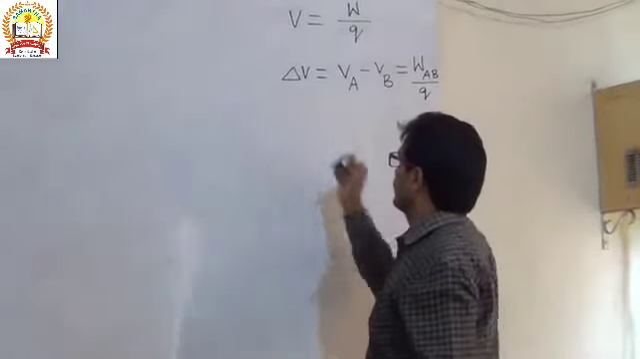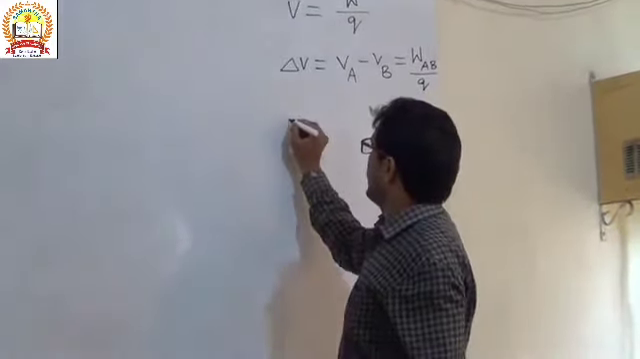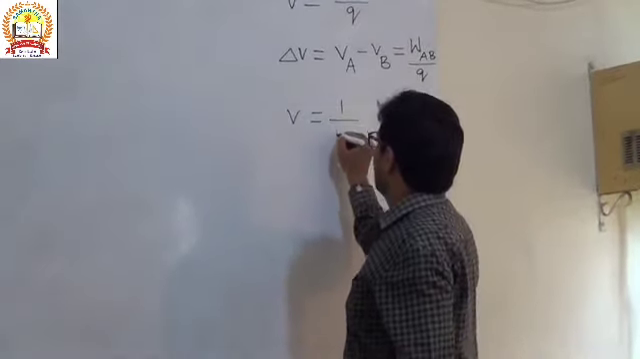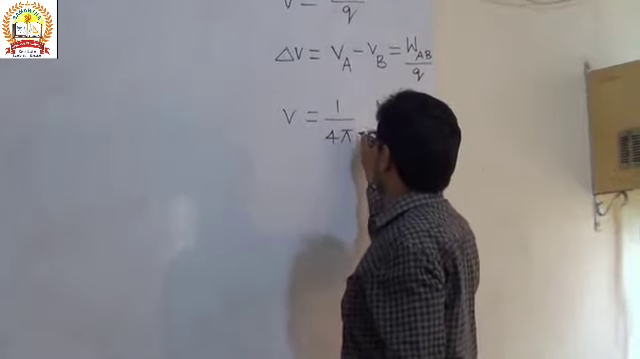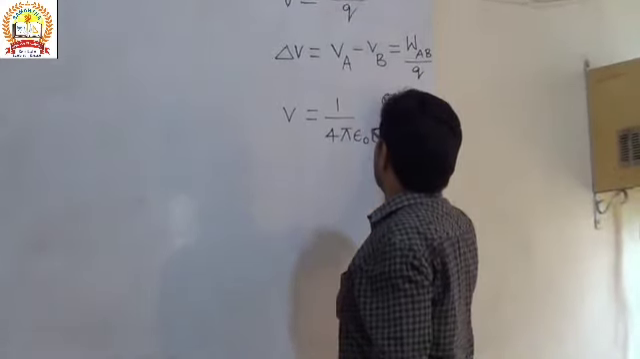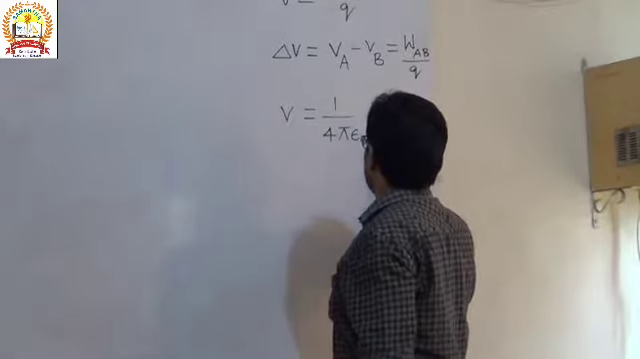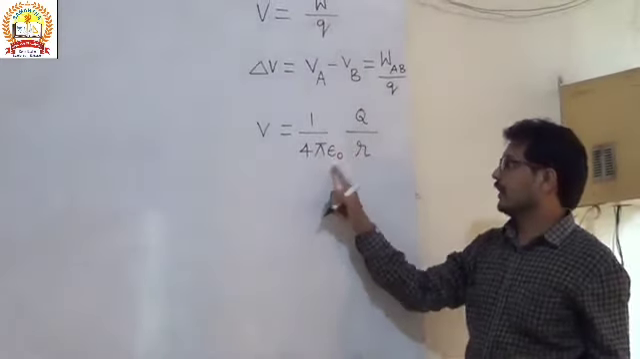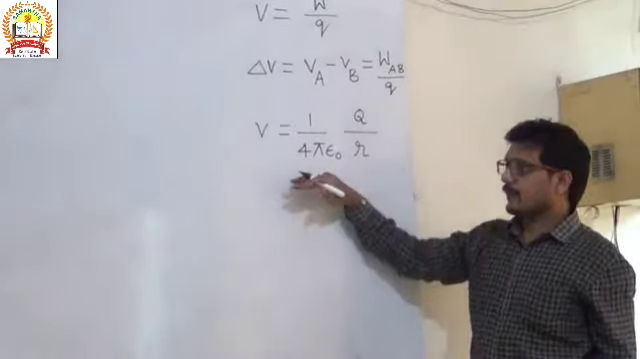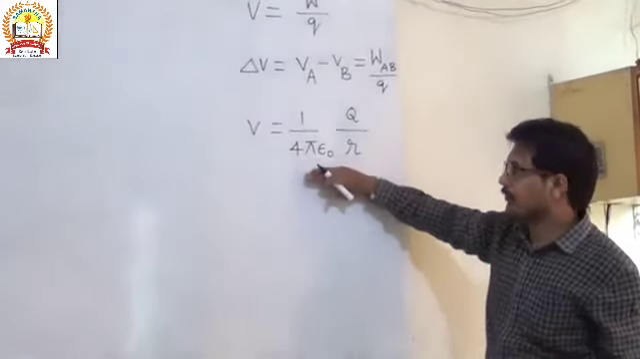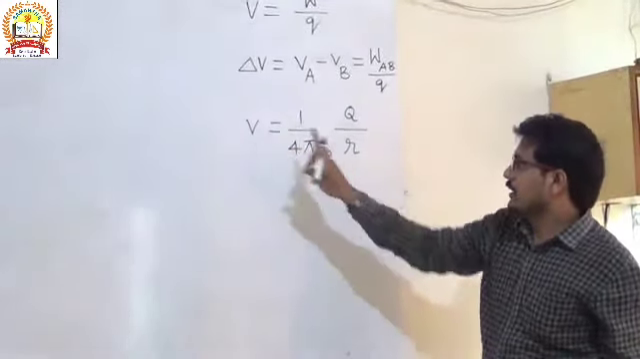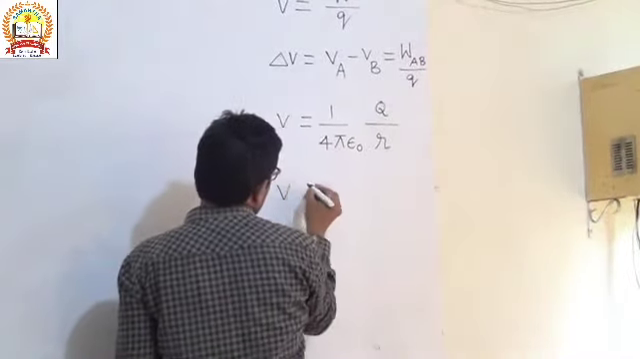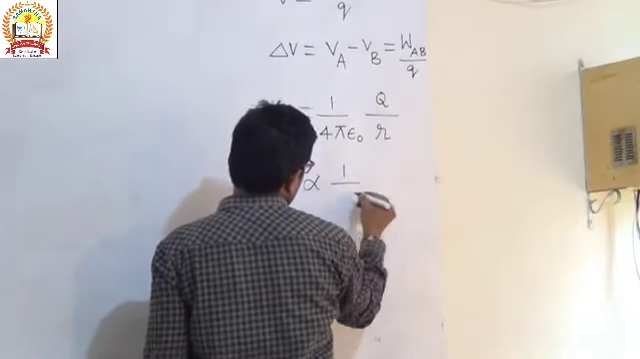And the potential due to a point charge is V equals 1 by 4 pi epsilon naught, Q by R. This is the potential due to a point charge. And from this expression, potential is inversely proportional to the distance. V is inversely proportional to the distance.